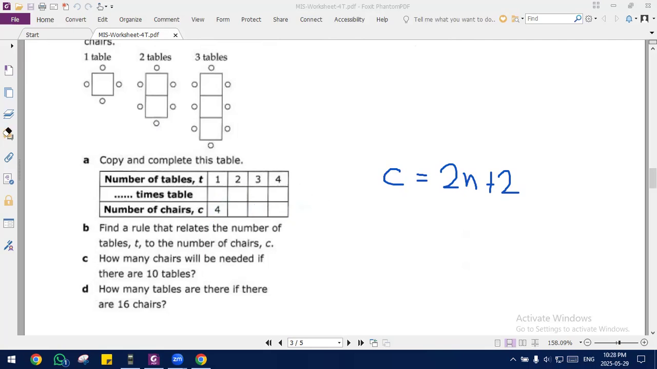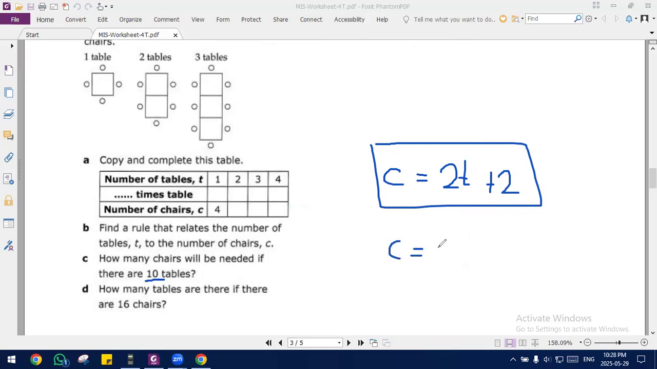Now, why did I write the formula, number of chairs? Because now they ask what if we have 10 tables? Like here I wrote n, but I mean t. What if I have 10 tables? How many chairs will it be? So instead of t, we substitute by 10. Number of chairs is equal to 2 times 10 plus 2, which is equal to 2 times 10, 20, plus 2, 22.